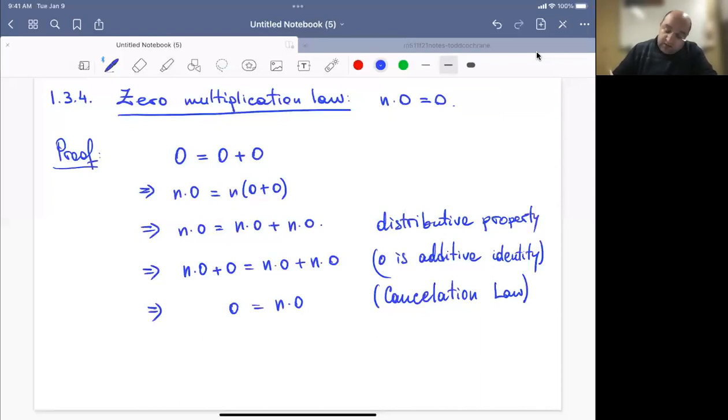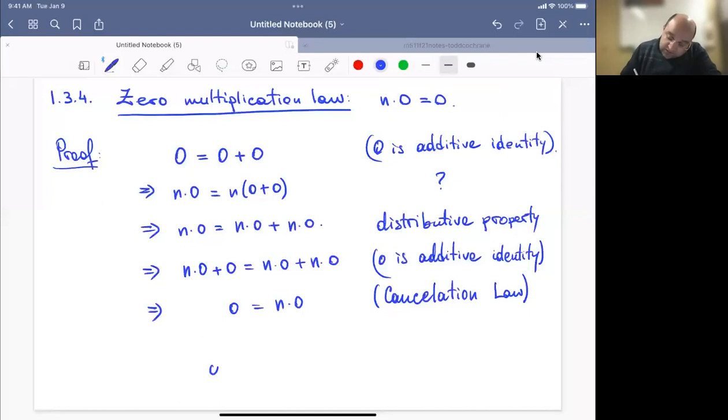And here I'm using, well, what am I using here? You should tell that. And here in the first line, I'm using the fact that 0 is the additive identity again, right? Because what is additive identity?